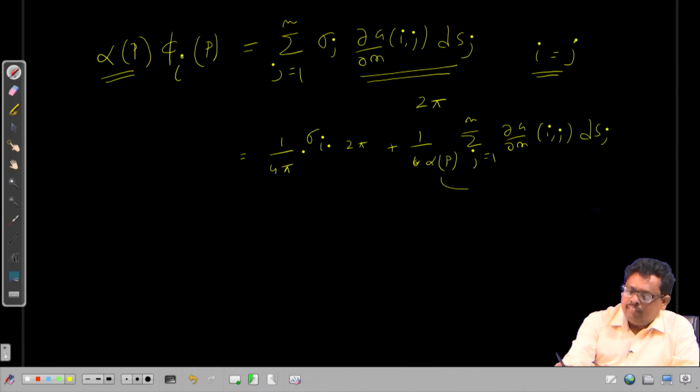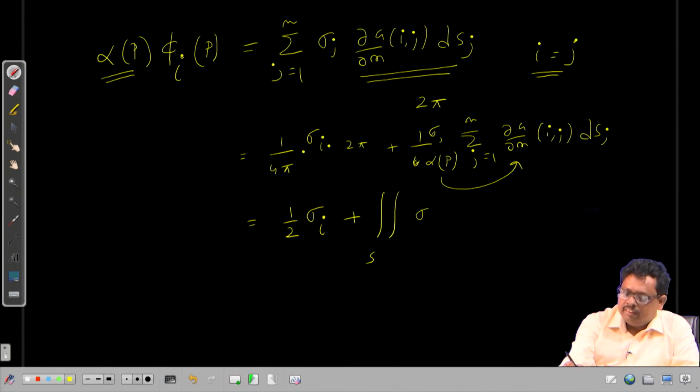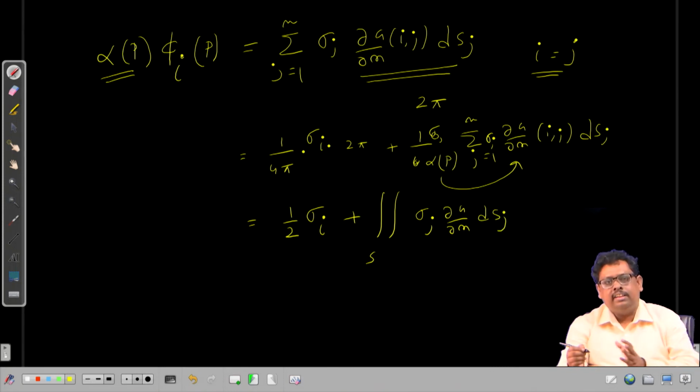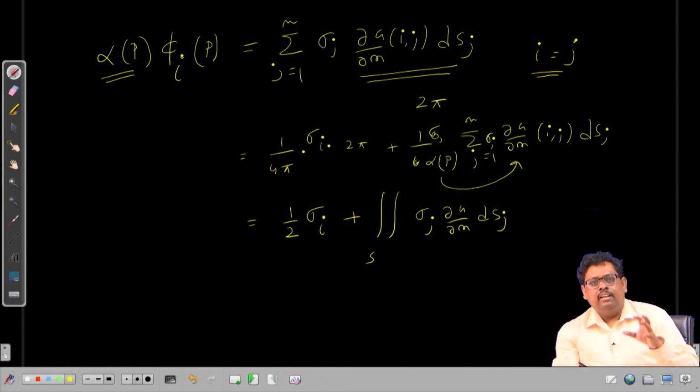Now, if you take alpha p inside this Green's function, here I can write half of sigma I, because this will be cancelled out, and then I just write the same integral over s, where sigma j is here. So, it is sigma j into del g del n into d s j. Now, you see that is why this half of sigma I is coming. It only happens when you have this lower order panel method, right, fine.